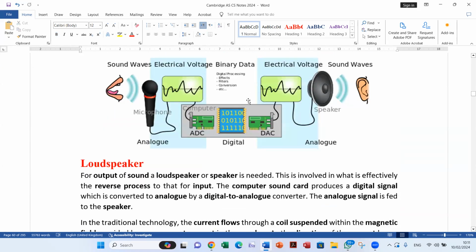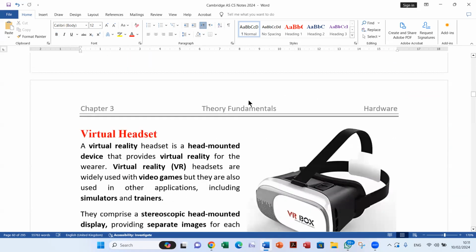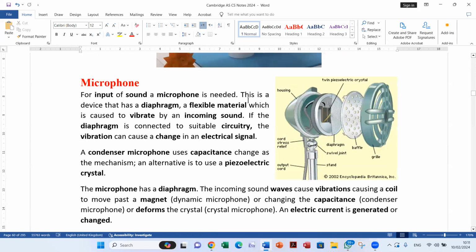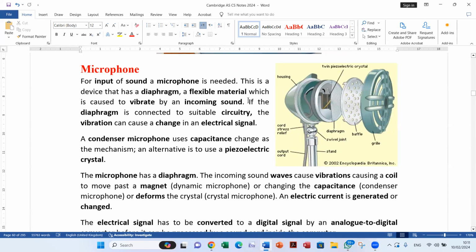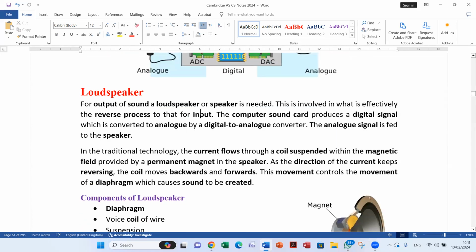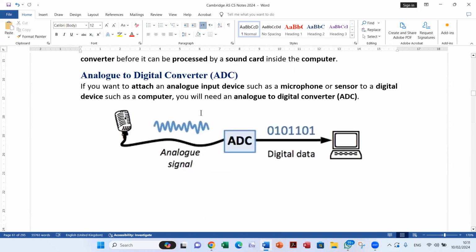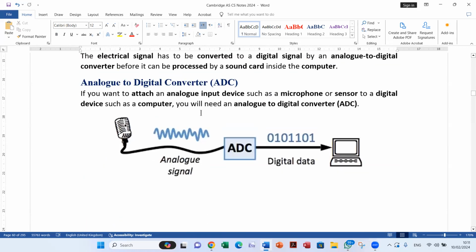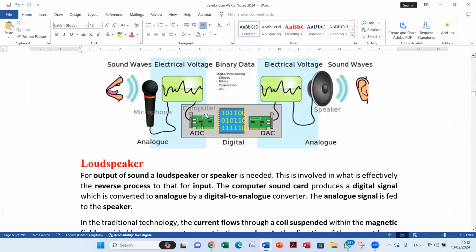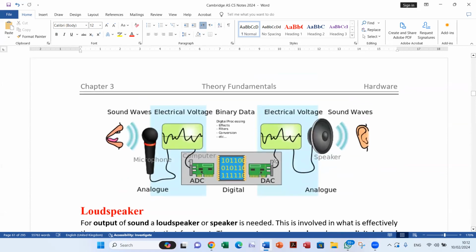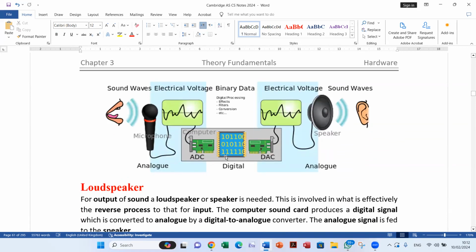Okay, let us talk about the microphone and the loudspeakers. As you can see, they are both together. The microphone is for sound input. The loudspeaker is for sound output. That's why we have them both here. Both of them require a conversion. The microphone requires a conversion from analog to digital. The loudspeaker requires a converter that converts digital data from the computer into analog data that plays on the speaker or human ear can hear. This is typically done using the sound card in the computer.